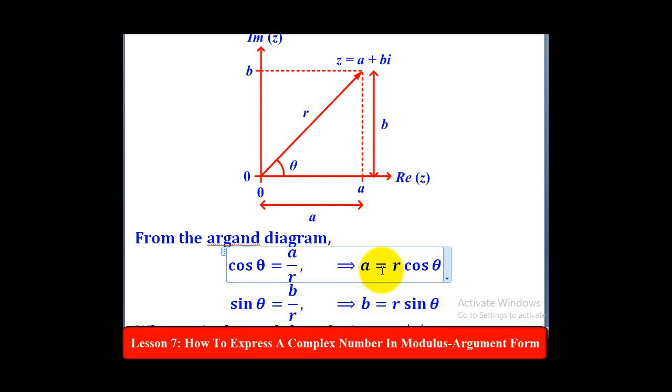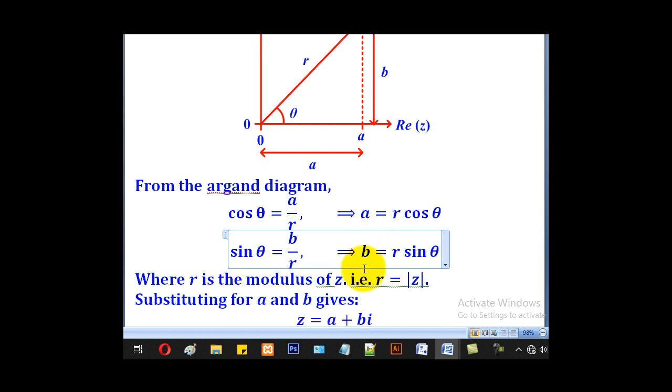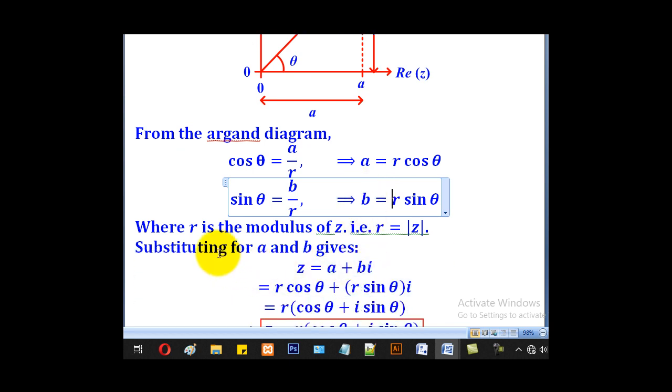When you make a the subject, you come up with r cos theta. On the other hand, sin theta is opposite over hypotenuse, which is b over r. When you make b the subject, you come up with r sin theta, where r is the modulus of z. So r can also denote the modulus of a complex number.